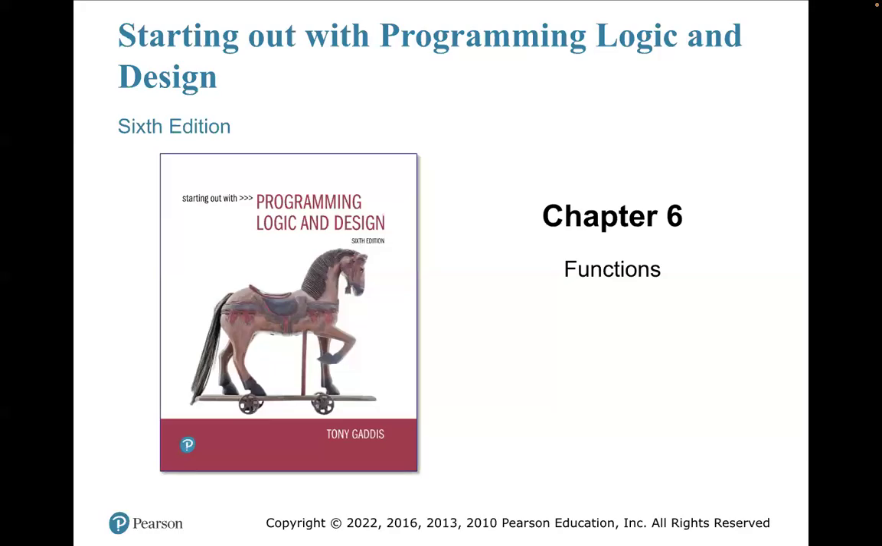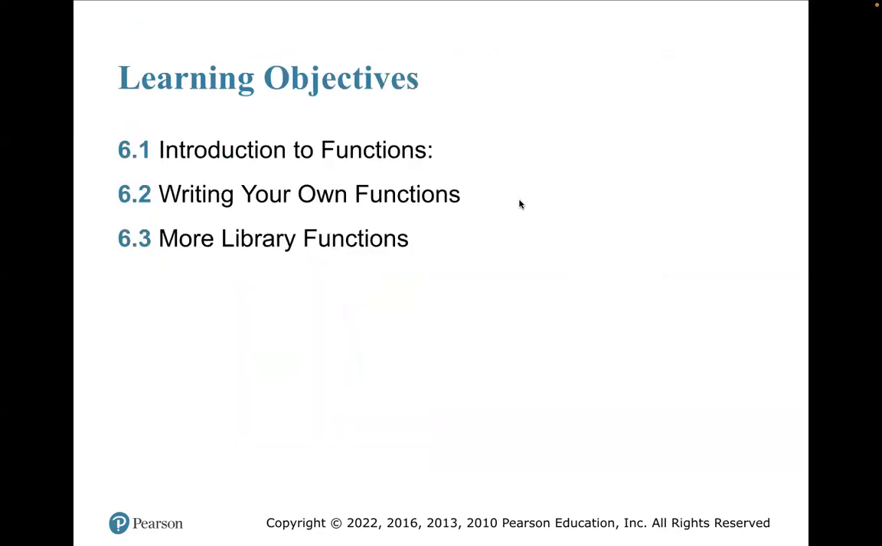Let's talk about chapter 6 in the Gaddis book. This would be about functions. So we've already learned about methods and modules. A function is a special kind of module, typically that has a return value. So let's jump into that.